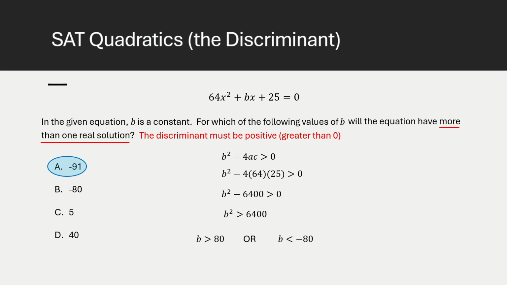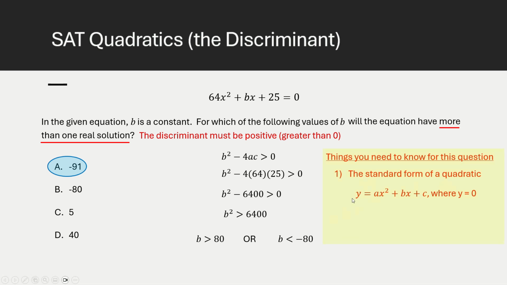Okay, so great work. Now let's just quickly recap some of the topics we need to master in order to answer a question like this on the SAT. First, we need to know about the standard form of a quadratic. The standard form of a quadratic is y equals ax squared plus bx plus c, where y equals 0. So you can see here we have equals 0, and then we have ax squared plus bx plus c. You just have to be familiar with the standard form of a quadratic.